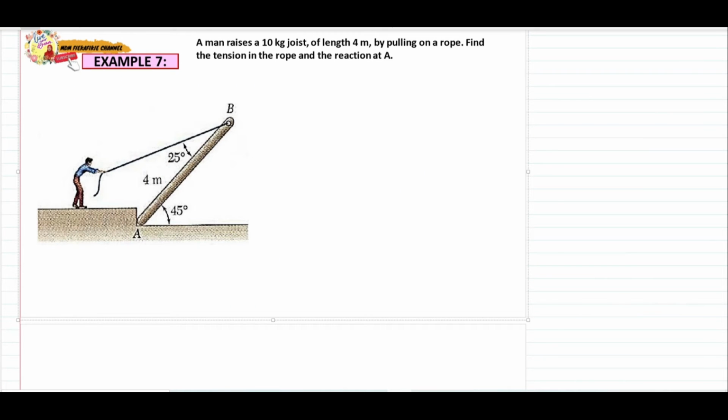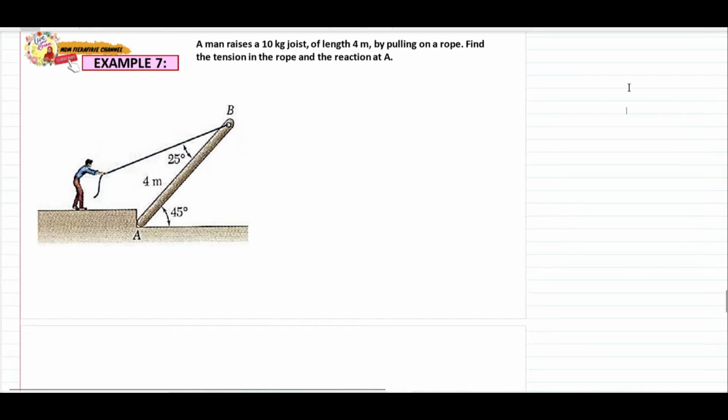Alright, so now let's continue example 7. So video kali ini ada dua examples. Okay, example 7 and example 8. Alright, so this is the last video for subtopic 8.2 under equilibrium of rigid body. So next video we will continue with subtopic 8.3 under rotational dynamics. Okay, now let's read the question.